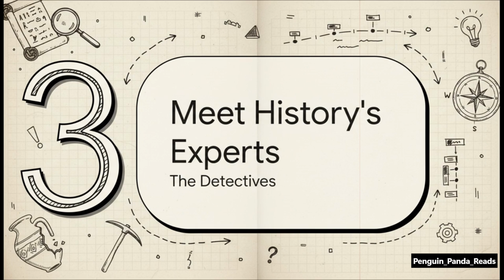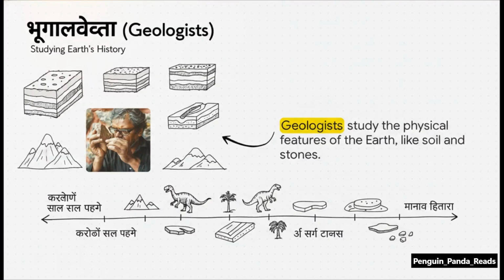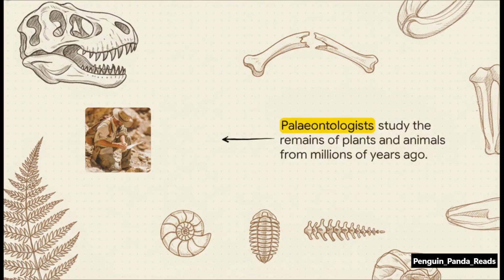It takes a whole team of specialists, and each one is looking for a different kind of clue. First up, we have the geologists. These folks read the story of the Earth itself. They can look at layers of rock and tell us when a volcano erupted or a river changed its course. They basically set the stage, showing us the kind of environment our ancestors lived in and the natural events they had to deal with. Next on the team are the paleontologists, our fossil hunters.